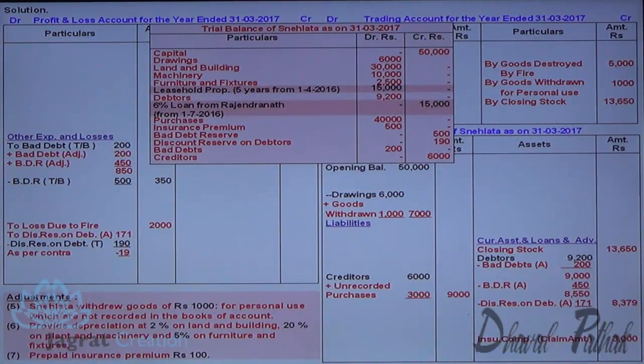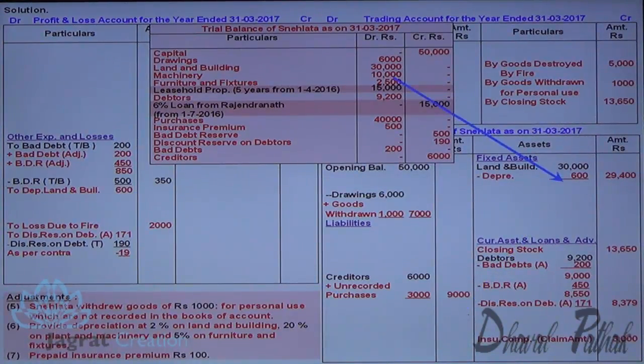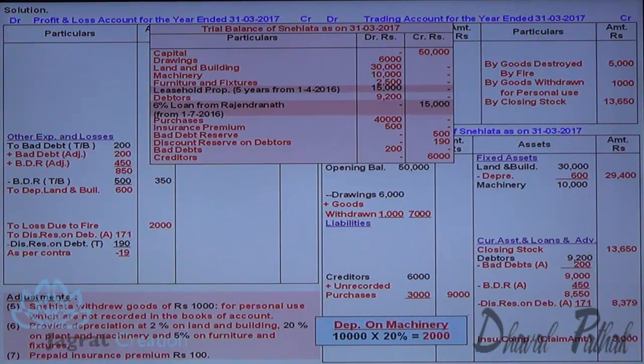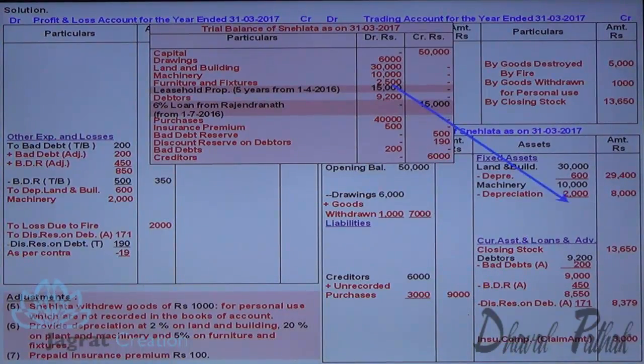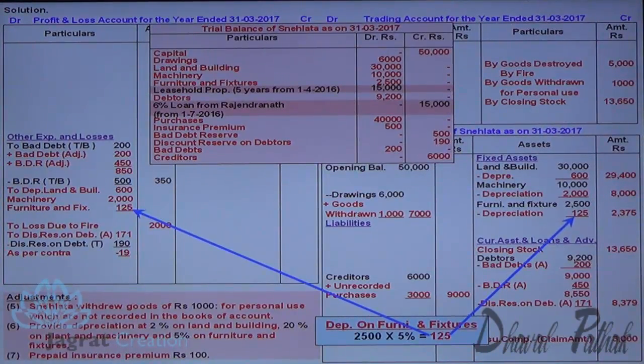Now provide depreciation on land and building. 30,000 into 2%, 600, deducted from the value of asset and debited to profit and loss account. Machinery, depreciation thereon is to be calculated at the rate of 20% on 10,000. So 2,000 deducted and debited to profit and loss account. Same way, furniture and fixture, 2,500. Depreciation calculated thereon at the rate of 5%. 125 deducted and debited to profit and loss account. This is how depreciation adjustment is being presented.